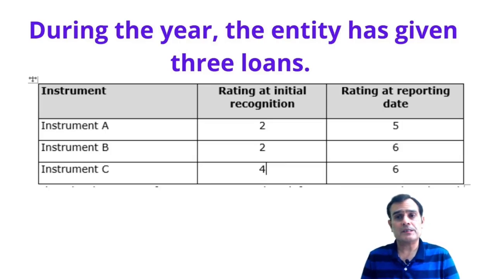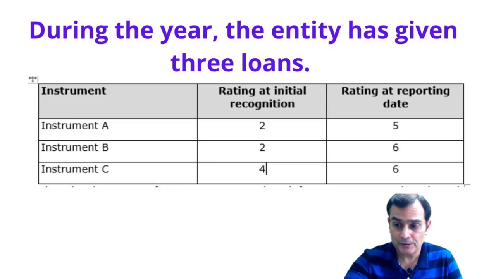But if you look at instrument C, though the rating is quite high at the initial recognition, and the credit rating is exactly equal to B, the change in terms of C is only 2. Now, if that change is 2, it indicates that it's not a significant increase. So in terms of C, we would continue to use a 12 months ECL itself. So even though the rating of B and C on the balance sheet date is the same, in spite of that, B is being taken under a lifetime ECL and C is being taken under a 12 months ECL.